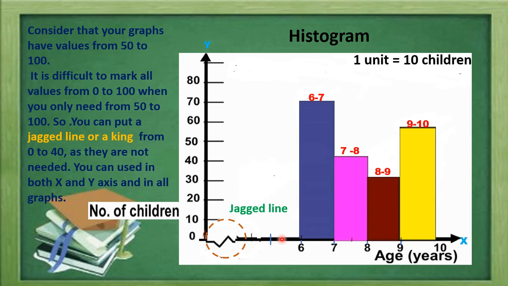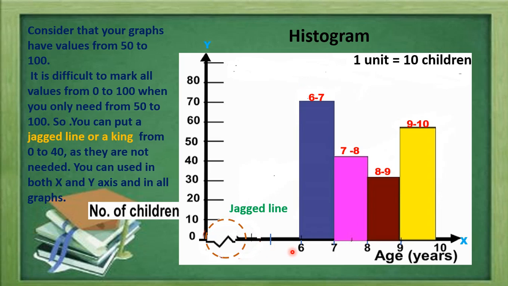We can understand this as, if we have values from 50 to 100, it is difficult to mark all the values from 0 to 100. This is a simple example when we are showing 6 to 7, 7 to 8, which we can represent easily. If we are not drawing the jagged line, then it is also correct to represent 0, then 1, then 2, then 3, then 4, then 5, and so on.